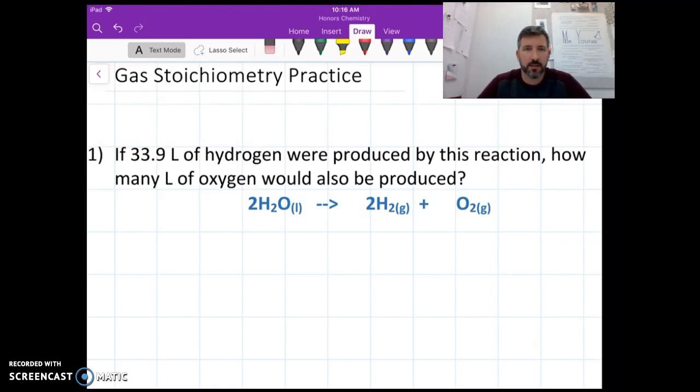So 33.9 liters of hydrogen is produced by this reaction. How many liters of oxygen would also be produced? Knowing that these two are both gases, we can see their physical states. This is just going to be a one-step problem. So we're simply going to go from 33.9 liters of hydrogen to liters of oxygen. Go ahead and try the problem and see what you get.